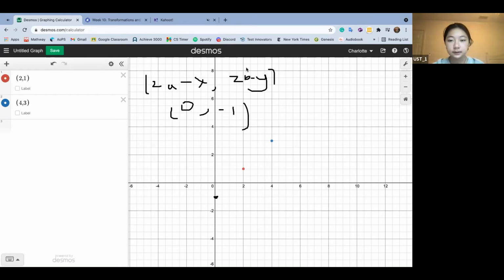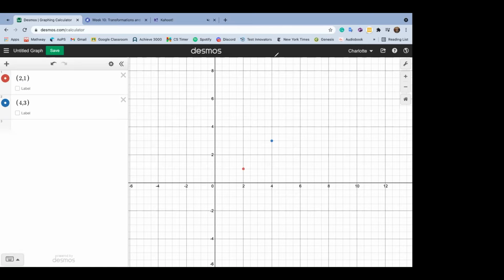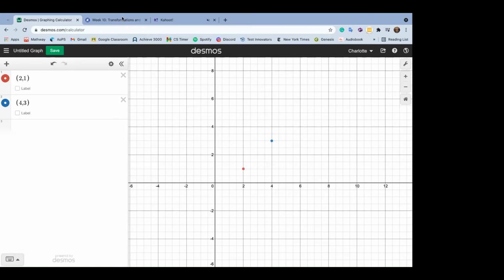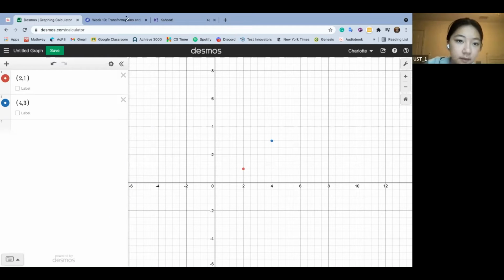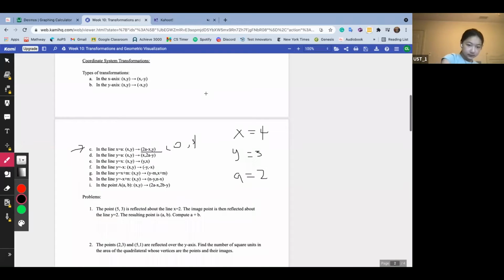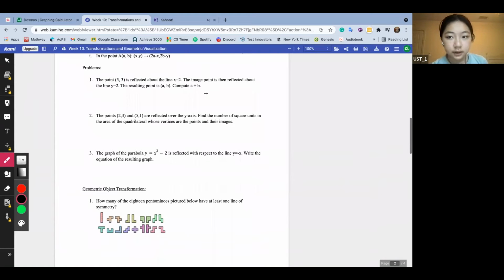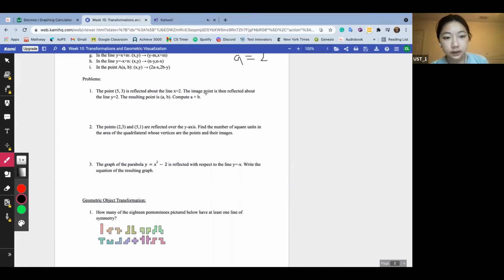So there it is. Can you give some examples? Well, which one? Like other than the one you just did about 2a minus x and 2b minus y. So I'm going to actually give a few problems which apply to these examples. So these problems will use the examples I just showed.